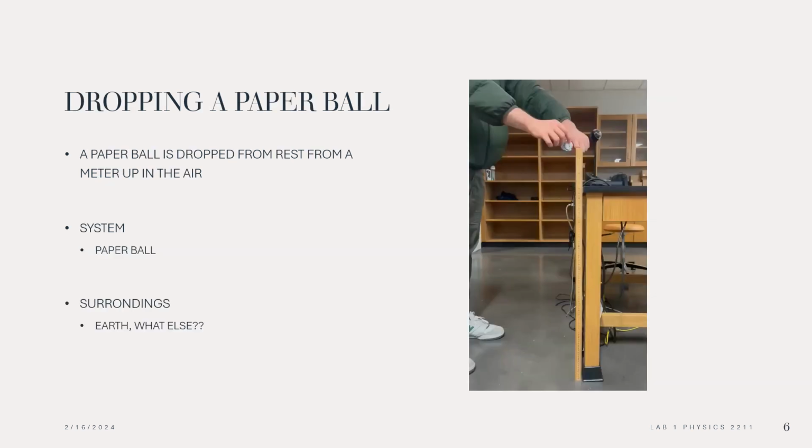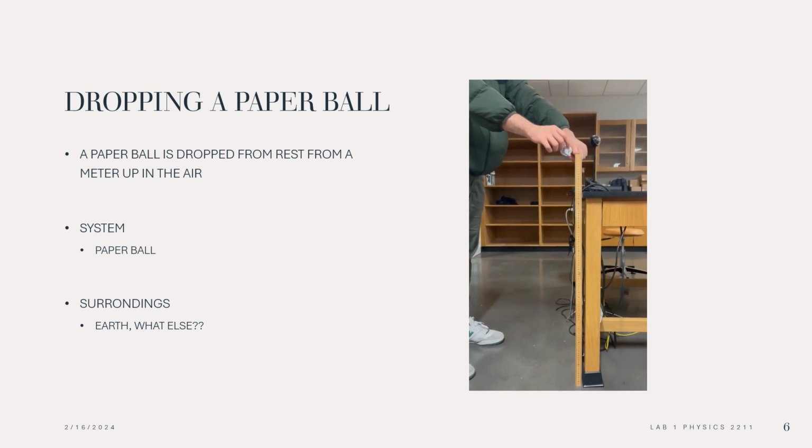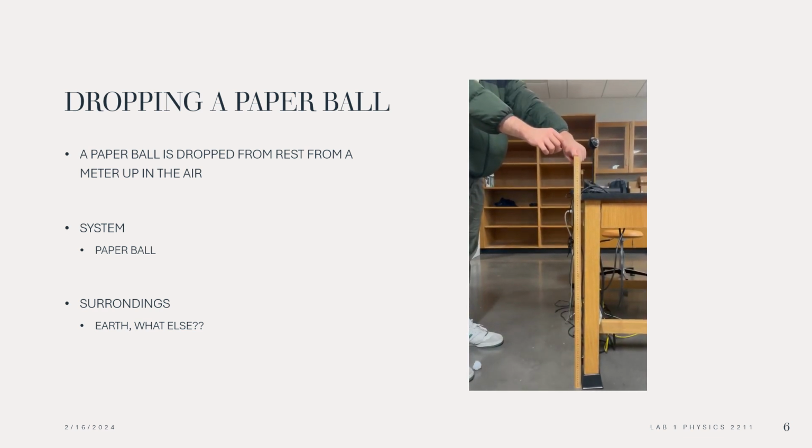So this was our actual video of dropping a paper ball. The paper ball is dropped from rest from a meter up in the air. The system, of course, is the paper ball. The surroundings are the earth, but what else? It's also the air resistance. And we're not really going to be looking at this, but when the ball hits the ground, it's additionally the contact the ground has on the paper ball.